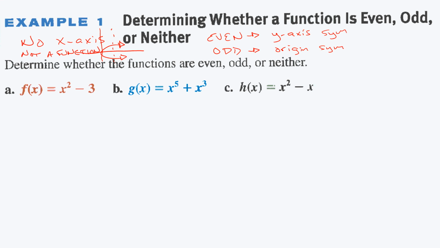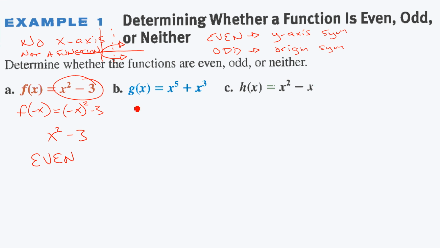Okay, so let's look at this. So how do we find out if something's even or odd? Remember that to find y-axis symmetry, we plugged in a negative x. We're going to do the same thing here. Plug in negative x and see what happens. In this case, negative x squared is just the same as x squared, minus 3. That's exactly what you started with. So if you plug in negative x and get right back to where you started, you have an even function.